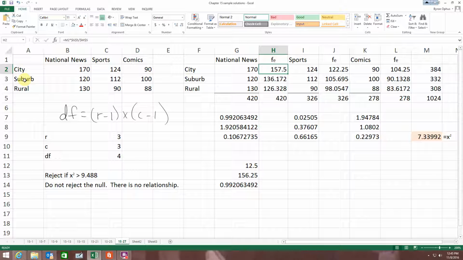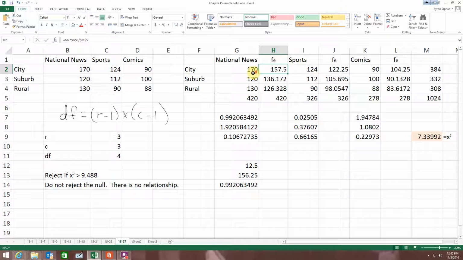But here's my data, right? I got city people, suburban people, and rural people. I got national news, sports, comics, and which they read first. And so I go ahead and input that, and then I kind of move it, and you could come to here and just add a column to do some of this math.